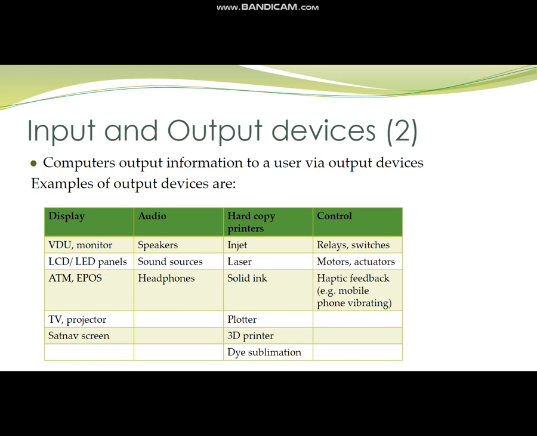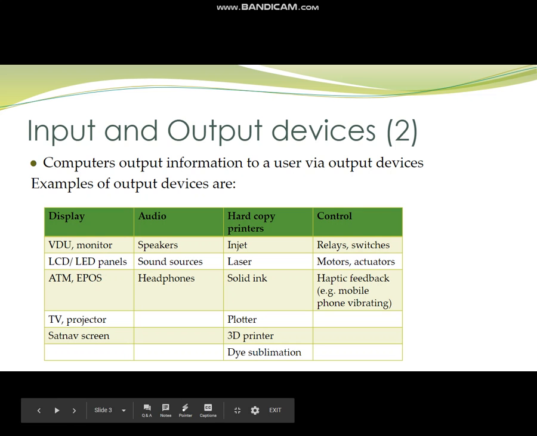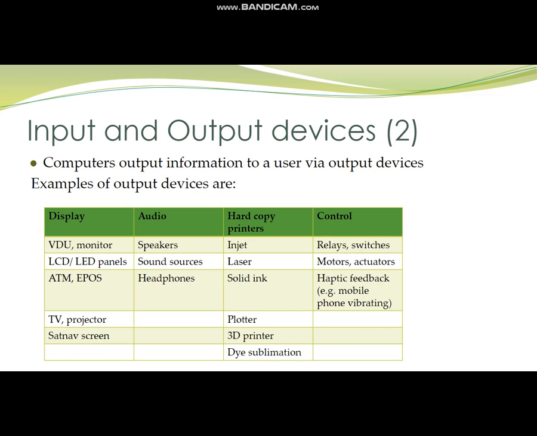Right, audio: think about speakers, headphones. Hard copies: different forms of printers. All of these are different forms of printers. If you're not sure about each one, research it. And then we have control outputs. We have like a relay switch that is used to output something based on an input.